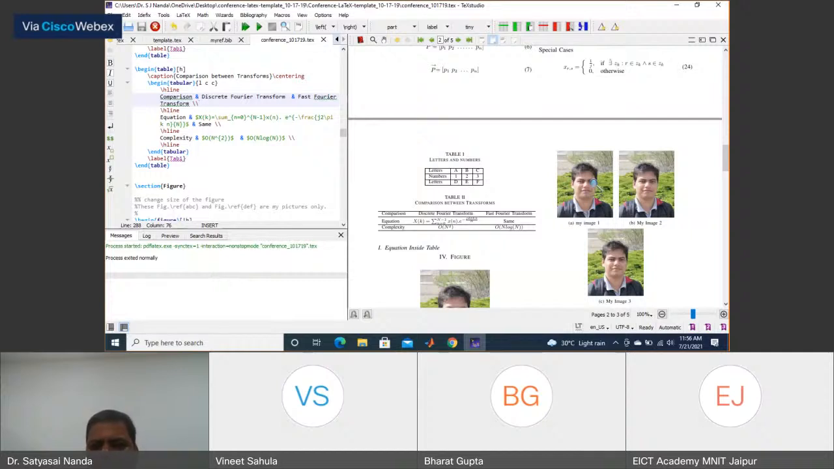Participants, if you have any queries in this presentation, please write it to us here so that our experts can manage it. There is one question from Mani Kandan M: how to place a table exactly below the table? Actually, he asked two things. How to place a table exactly below the table, and another question is how to place a table exactly below the figure.